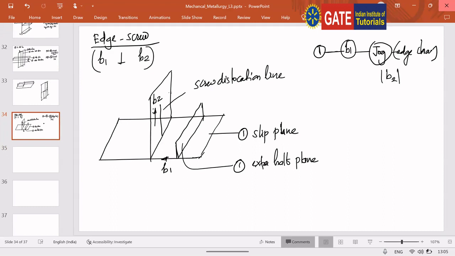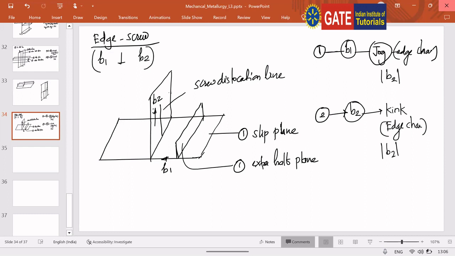Then about the second dislocation, screw dislocation 2 with the Burgers vector B2 undergoes a kink, and a kink in case of a screw dislocation is of edge characteristic, and the magnitude of this kink will be equal to the magnitude of the Burgers vector of the second dislocation. So it's B2.